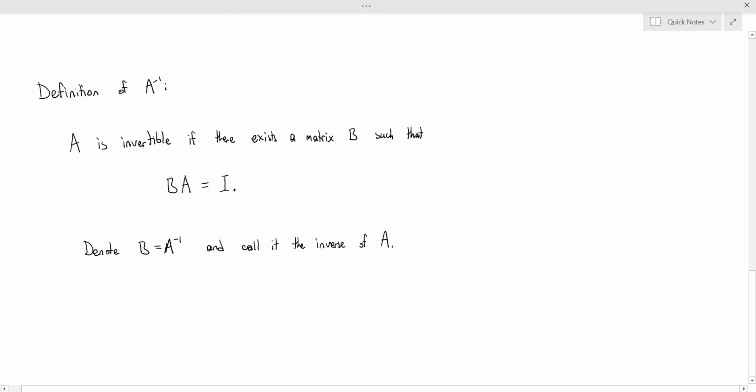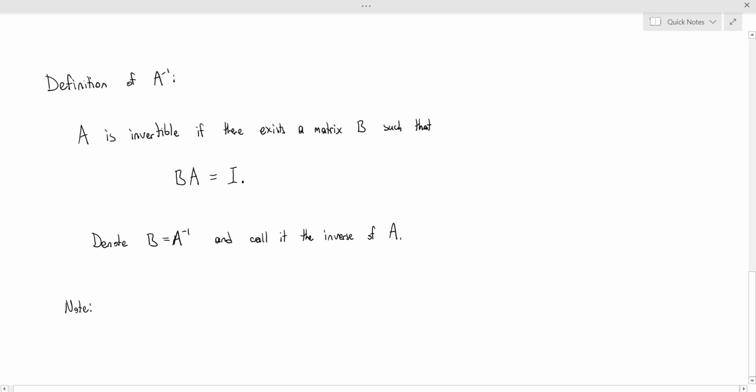Okay, so note that not every matrix is invertible, so some matrices do not have inverses. Another fact which I'm just going to mention real quick is that for a matrix to be invertible, it has to be a square matrix, meaning its size should be n by n for some number n. Okay.